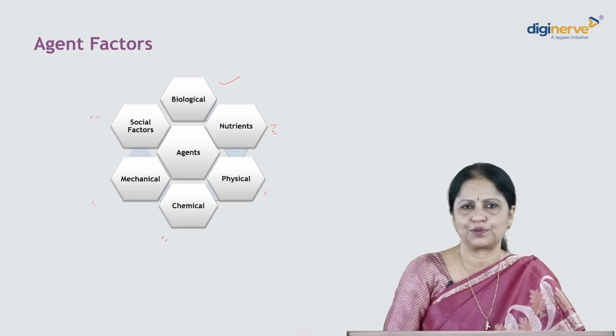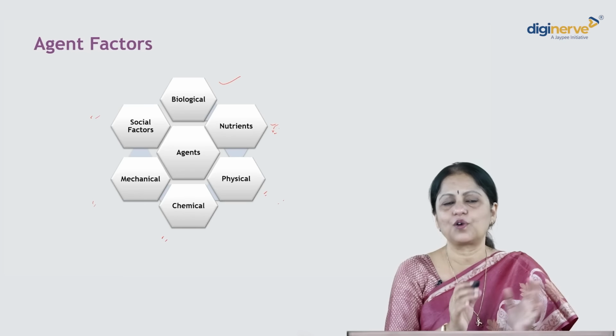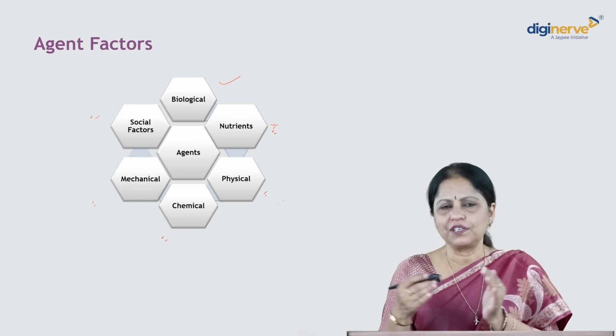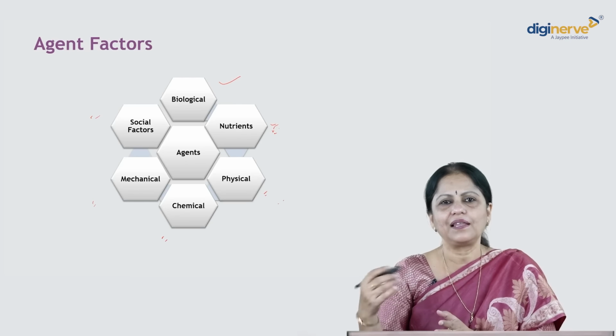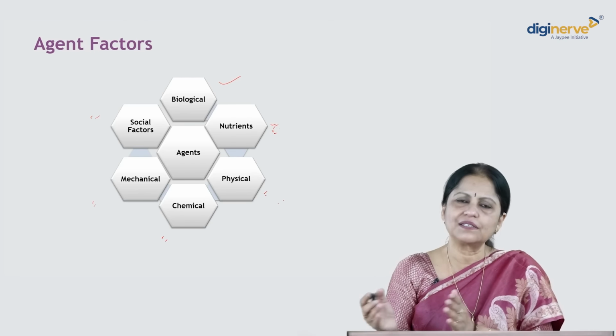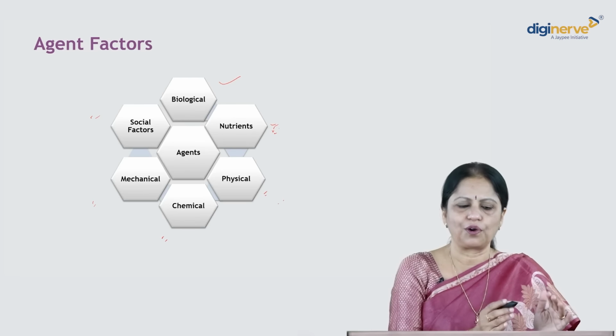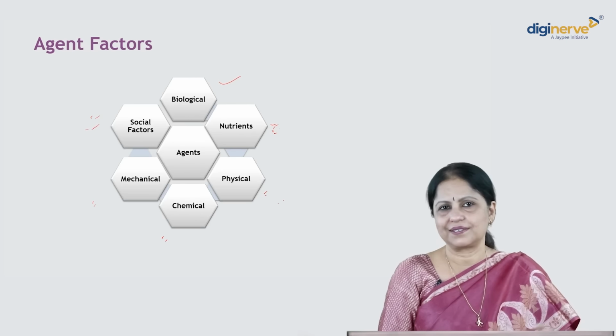Social factors also can be agents, that is, say child marriage, that can act as a cause for developing disease. A young child getting married and becoming pregnant, and there may be maternal death, there may be child death. So that is the disease that occurs due to the cause, that is the child marriage. So social factors can also act as agents.